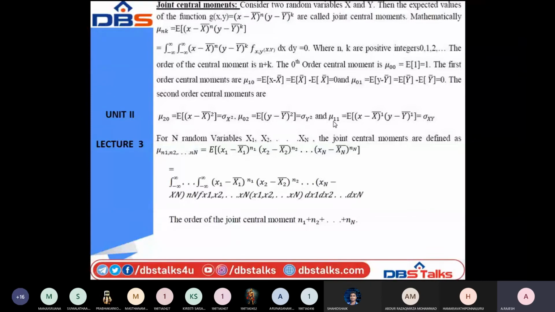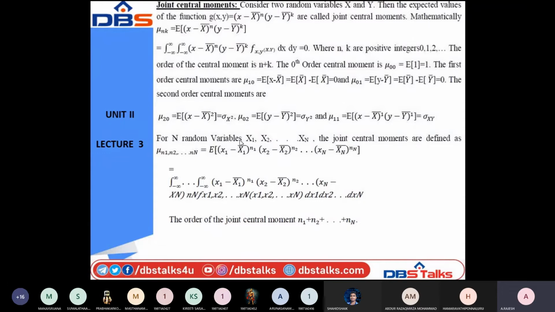In the other form, we write mu of 1 1 equals E of small x minus x complement whole to the power of 1 into small y minus y complement whole to the power of 1. Adding 1 plus 1 gives 2, so we can also call it a second order moment. So mu of 1 1 is equal to E of x minus x complement into y minus y complement, which is equal to sigma xy. We can also replace mu of 1 1 with sigma xy.